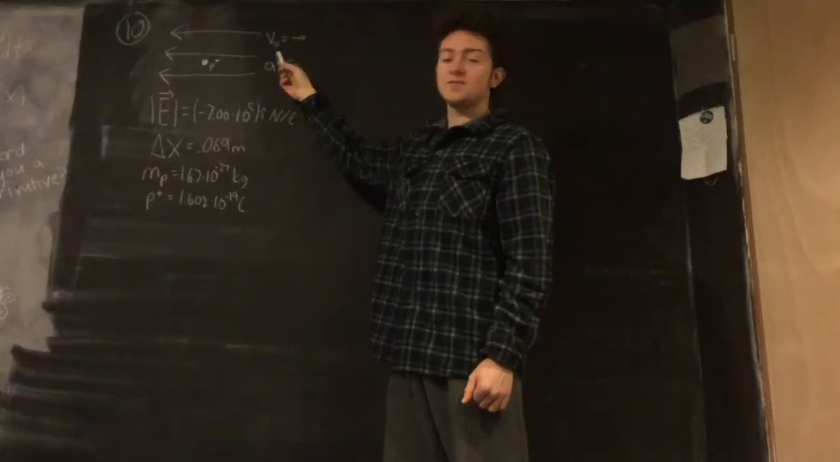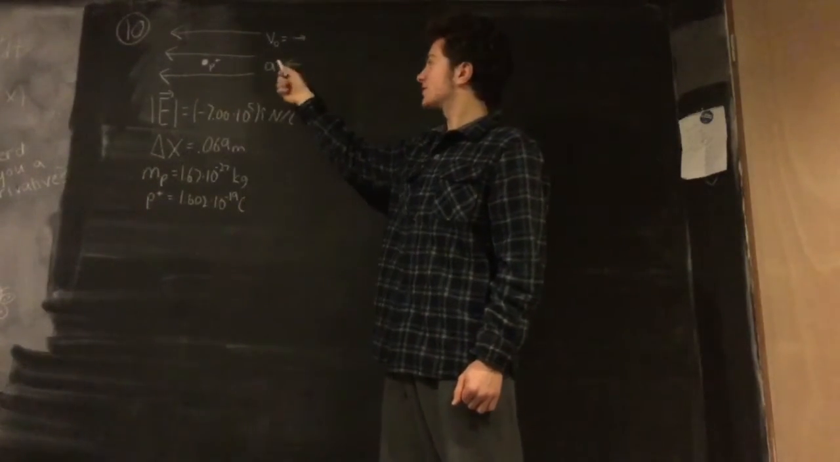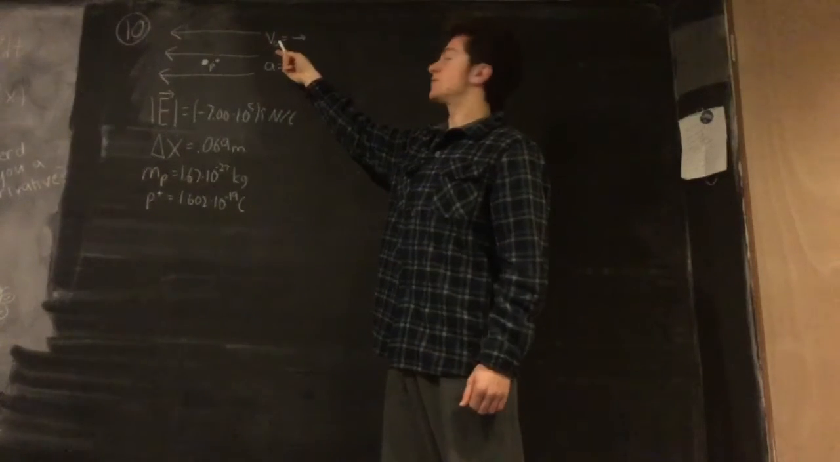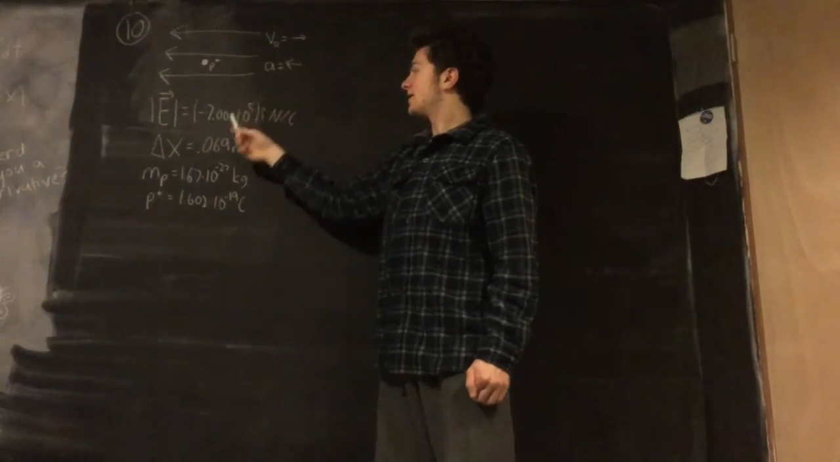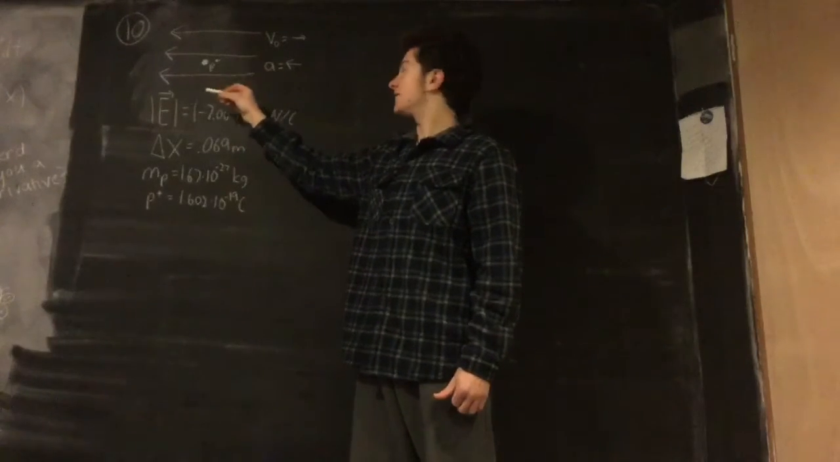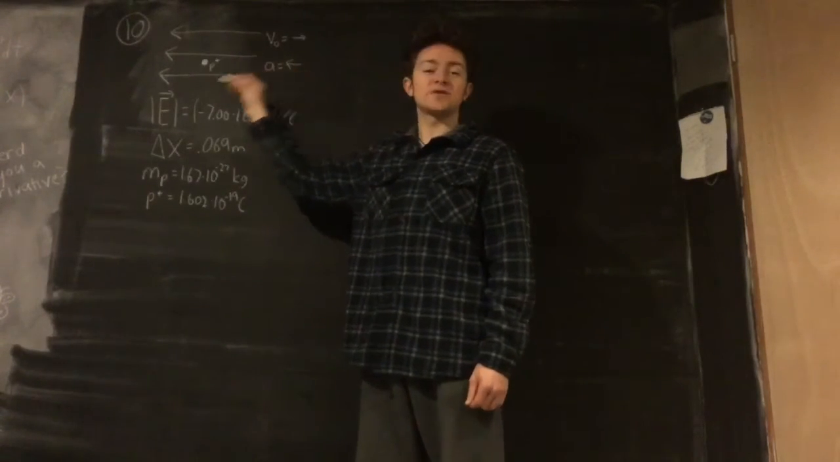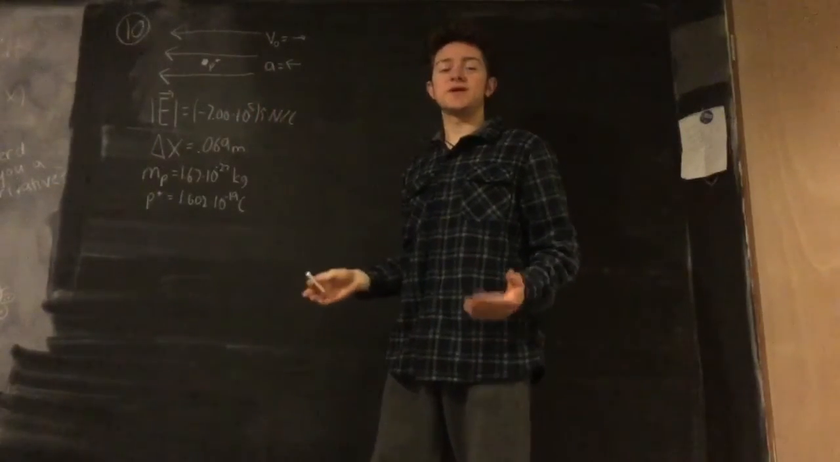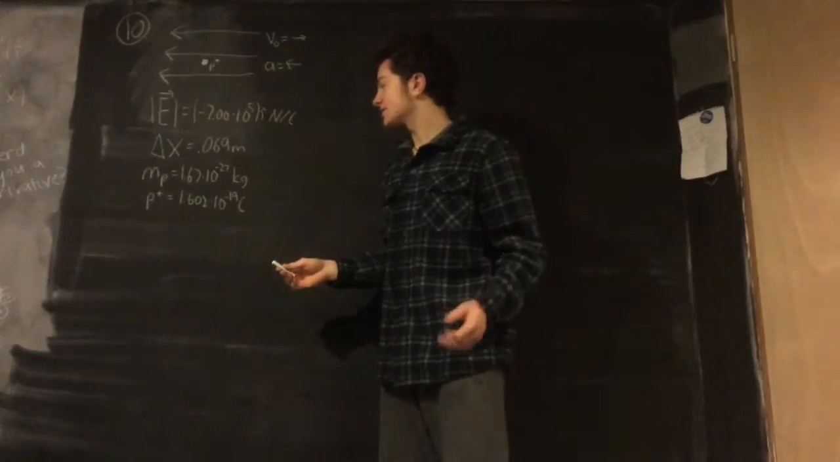And it tells us that the proton was shot in the positive x direction, which is why the original velocity is pointing to the right. But since this is a negative electric field with the electric field lines pointing to the left, the proton's actually going to accelerate to the left because protons always accelerate in the direction of the electric field lines.